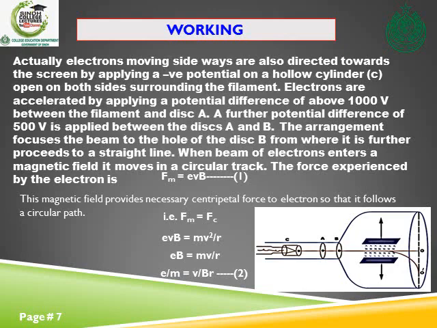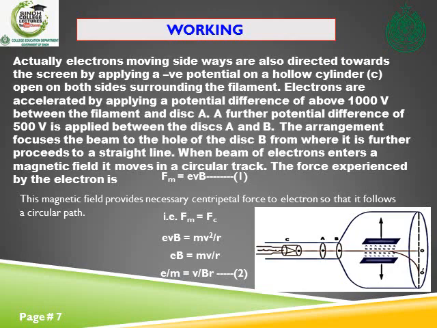When a beam of electrons enters a magnetic field, it moves in a circular track. The force experienced by the electron is the magnetic force, which equals eVB, which is our equation number 1. Now in this equation, e is the charge on the electron, v is the velocity of the electron, and capital B represents the magnetic field of induction.